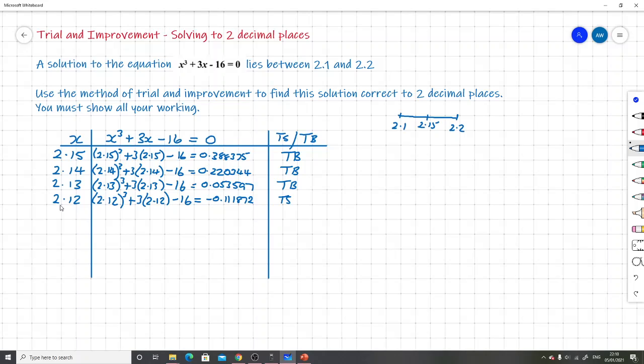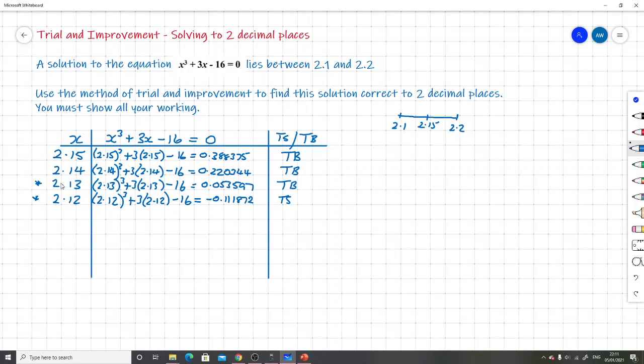So now I know I found my answer, but I need to work out which is the right one. So my answer is either 2.13 or 2.12, because 2.13 was too big, 2.12 was too small. I've got nothing left to try now, have I, to 2 decimal places. There's nothing between these two to 2 decimal places. If I want to go between these two values, I now have to go to 3 decimal places.